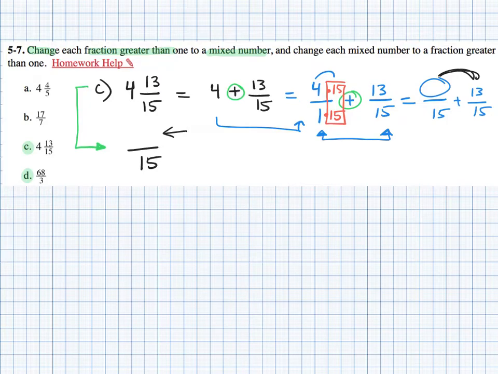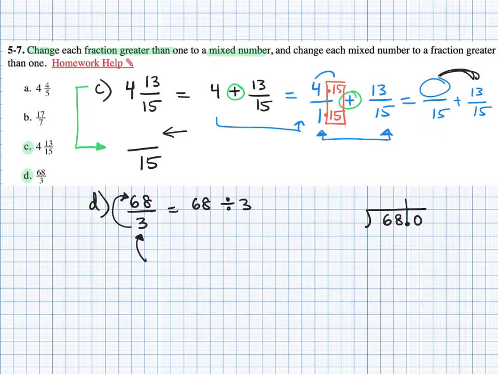Now let's look at the reverse. Letter D, we're given 68 over 3. So it's already one fraction greater than 1. The actual meaning of that is 68 divided by 3. Technically we're doing a long division, or we're saying how many 3's can go into 68. When we do that long division, we want to stop with the whole number. So 68 is the whole number, and then we have a 0.0, except we don't need that right now. We just want to make sure where it ends, divided by 3.